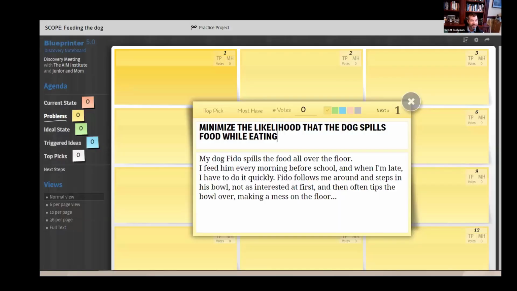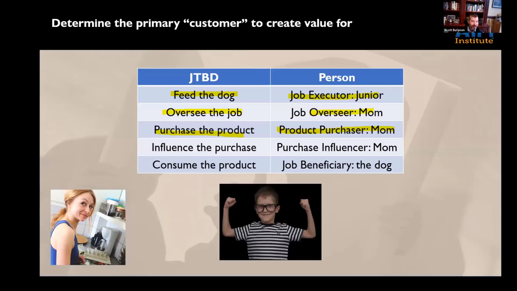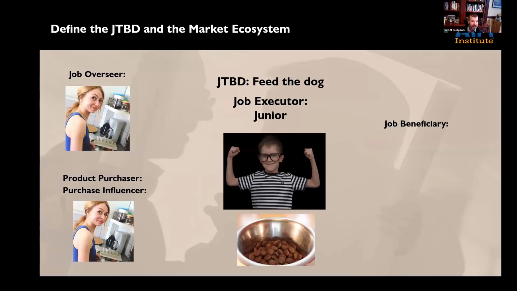Scott, you can't interview the dog, but maybe the vet. Well, let me back up. That goes back to the vet being a purchase influencer. Yeah, 100%. The vet is also assessing the weight and health of the dog and that kind of thing. Great comment. I didn't list them here, obviously, but a vet would be a purchase influencer.